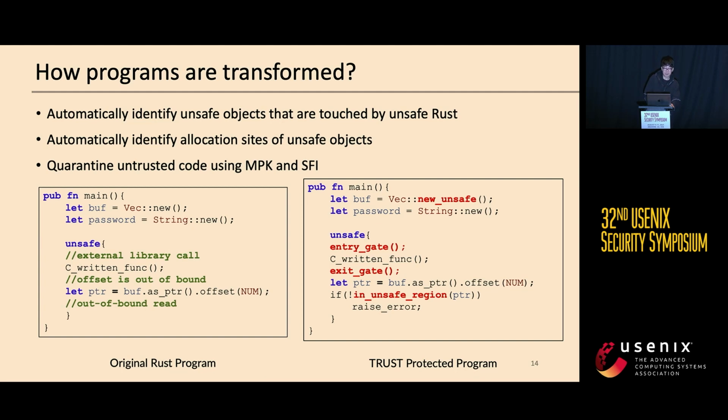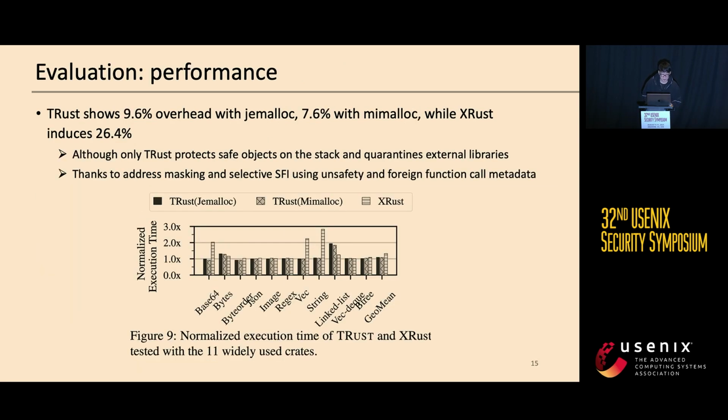And then T-Rust instruments code to quarantine untrusted code using MPK and SFI. In this example, a C-written function is called, so gates are instrumented before and after, and SFI is also applied to PTR in the unsafe block. So we implemented T-Rust in two versions. The first one is T-Rust using jemalloc as an unsafe allocator, and the second one is using memalloc as an unsafe allocator. And all the safe allocators are ptmalloc, as it is the default allocator of Rust.